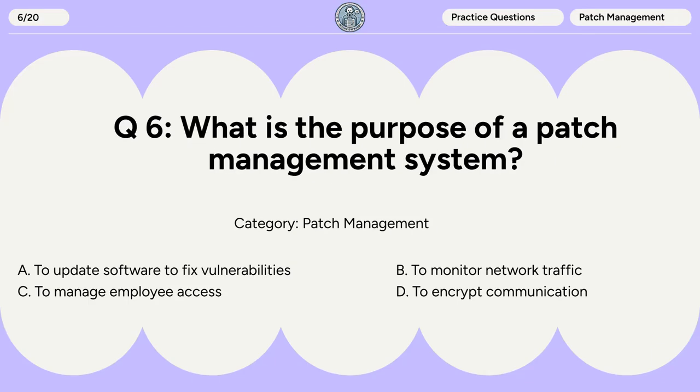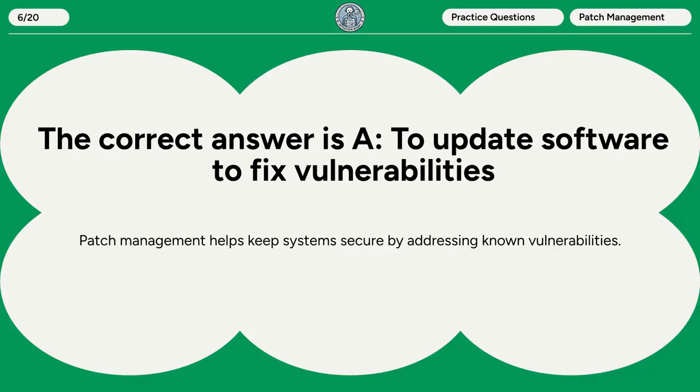Question 6. What is the purpose of a patch management system? A. To update software to fix vulnerabilities. B. To monitor network traffic. C. To manage employee access. D. To encrypt communication. The correct answer is A. To update software to fix vulnerabilities. Patch management helps keep systems secure by addressing known vulnerabilities.